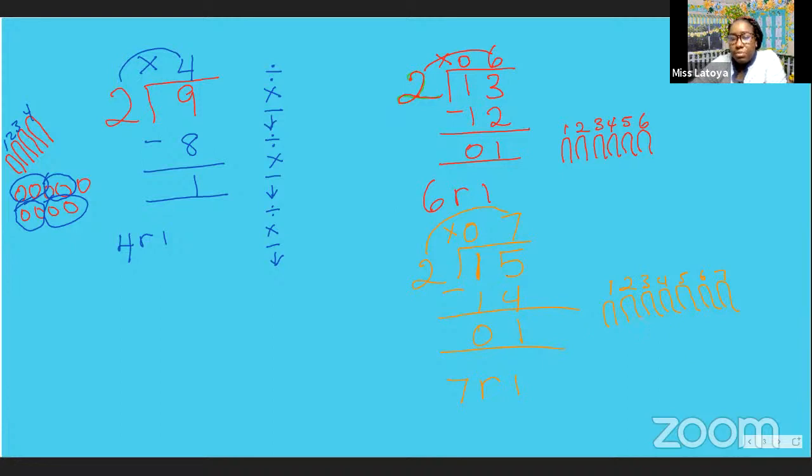Okay, let's do our next question. Let's look at 3. What's the one with 3? 3 into 67. Anybody want to try that one for me? 3 into 67. What do we do? How do we look at a question like this?